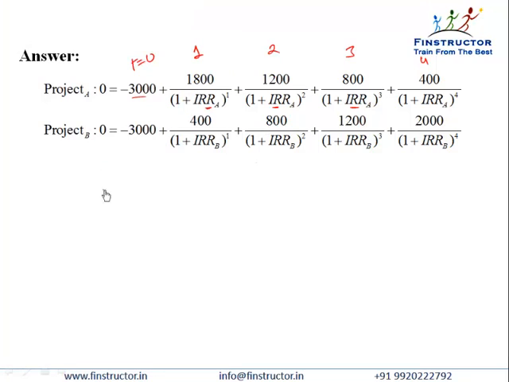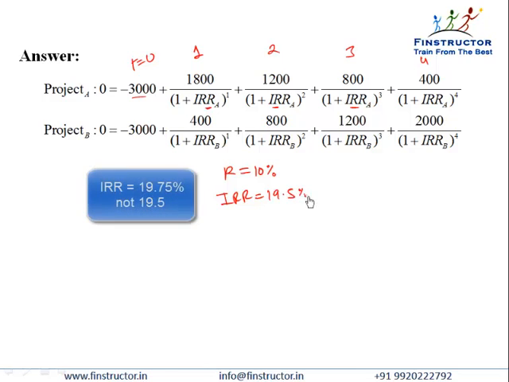So what should we do with project A? Should we accept it or should we reject it? The cost of capital, please recall, was equal to 10%. So if the project is generating an IRR of 19.5%, that means when I'm discounting by 19.5, the NPV is 0.